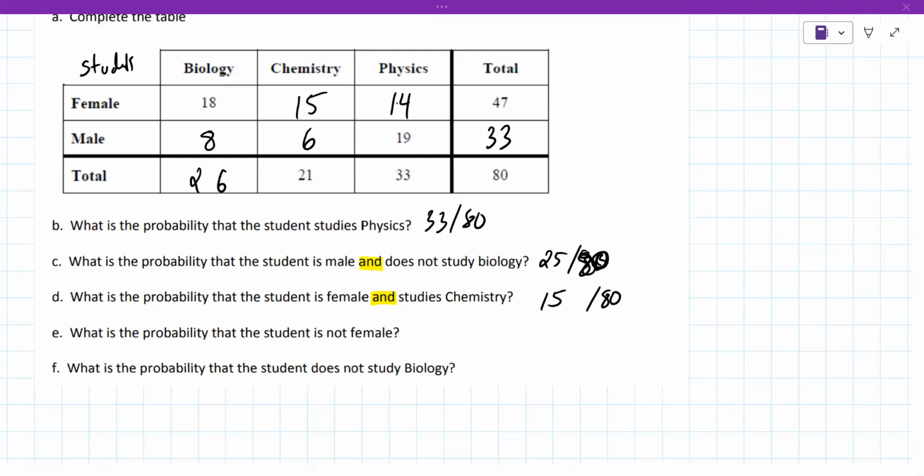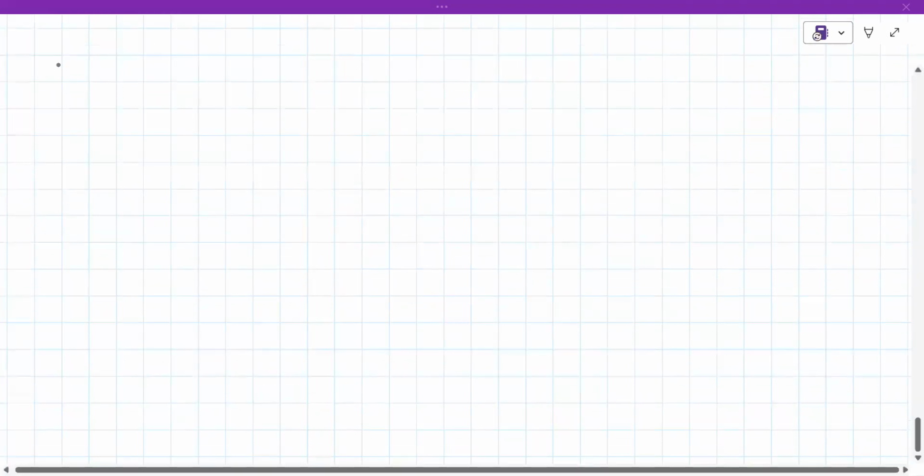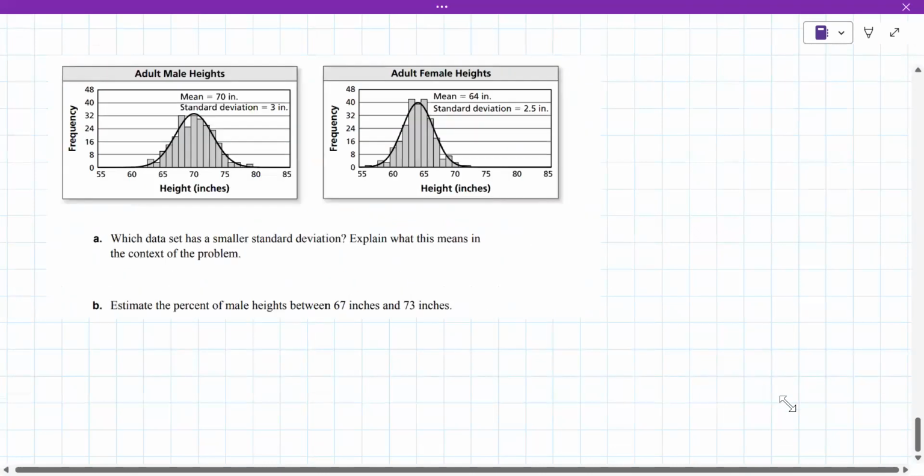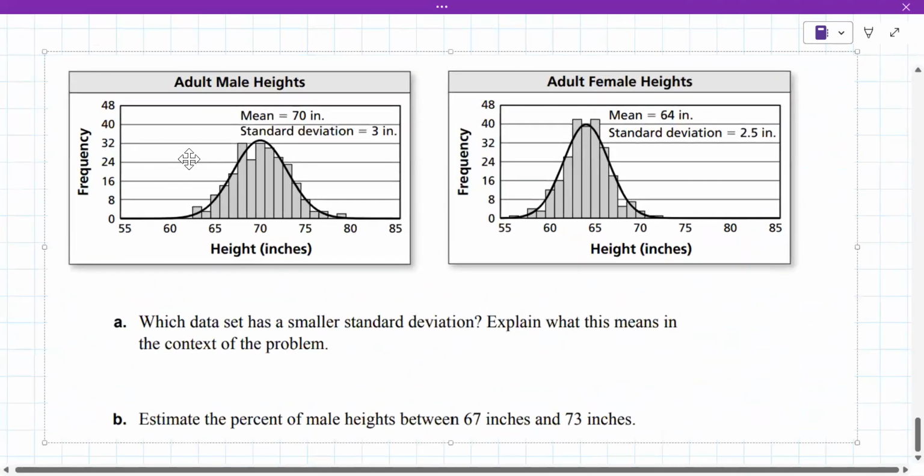All right, so here's some questions. On the left here, we have adult male heights. On the right, adult female heights. Mean is 70, standard deviation is 3; mean is 64, standard deviation is 2.5. Okay, so from here, I wonder if this is true.